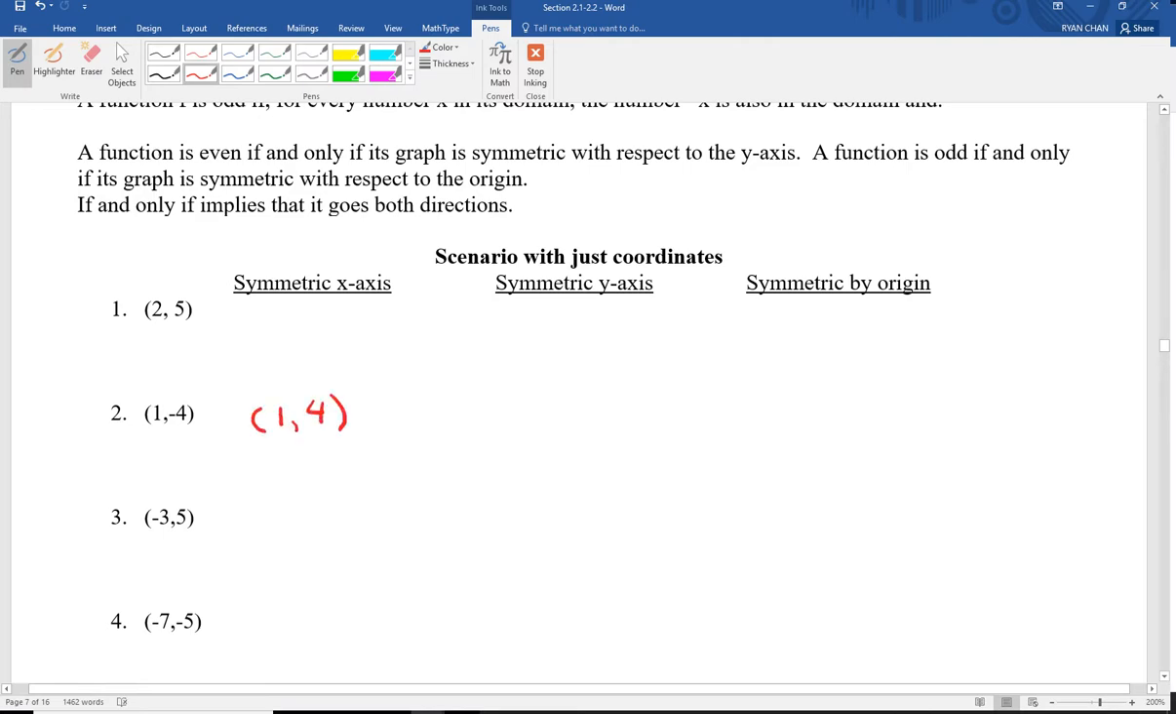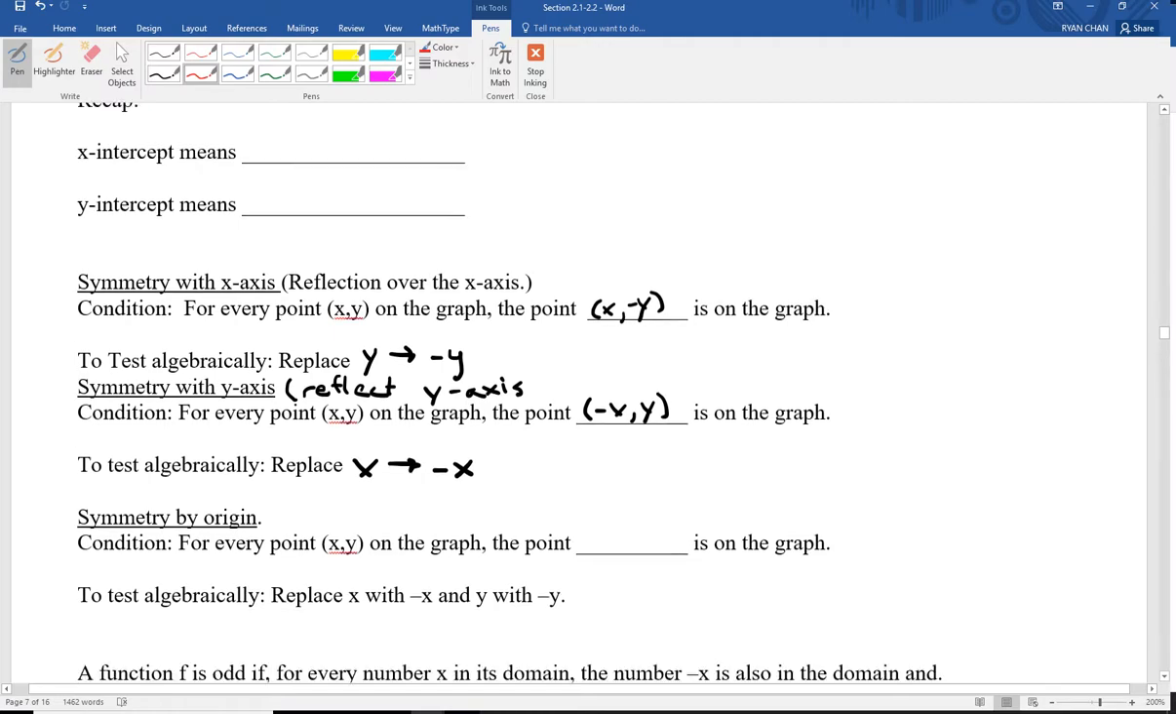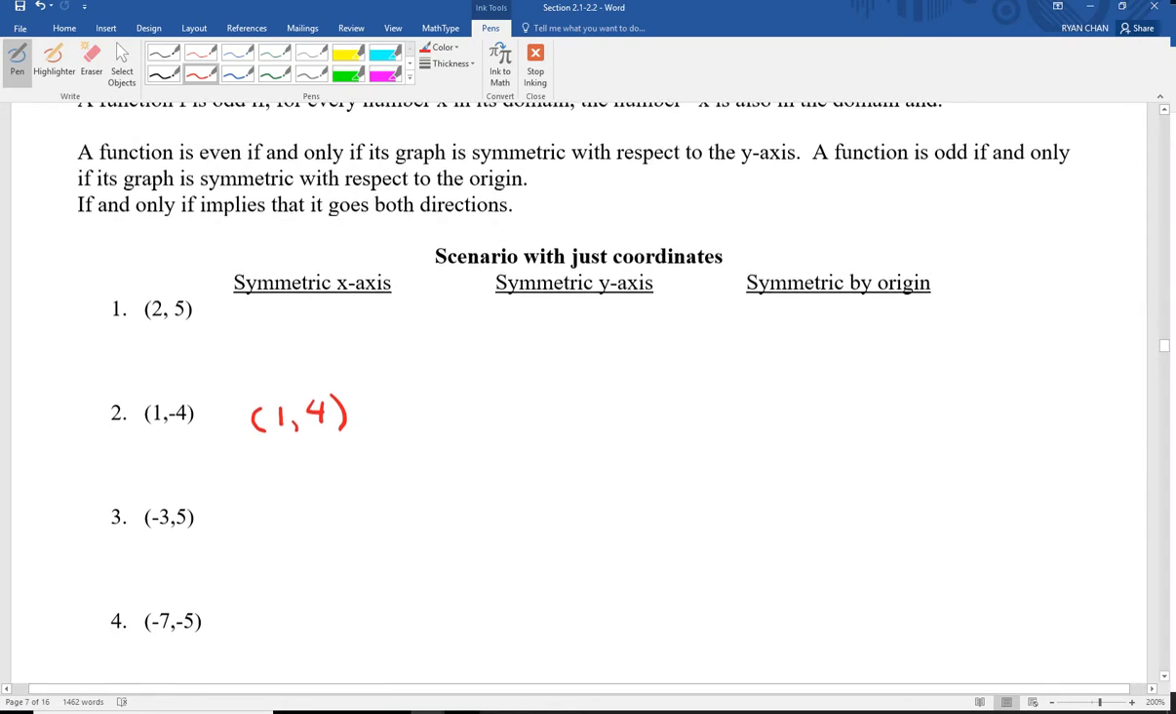As you can see, if you scroll back up, if I am reflecting over the x-axis, my y changes signs. I do want to clarify this. It does not mean your y turns negative. It just means it's going to be the opposite sign of what you had originally.